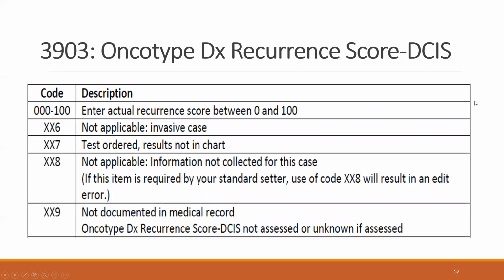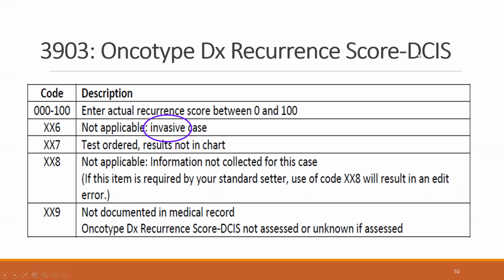Okay, so same concept with the DCIS. The in situ, you're going to have an Oncotype DX report. If you have an invasive case, this will be XX6 because you're not going to code it here. You're going to code it back on the other two fields we just looked at, which would be for an invasive case.